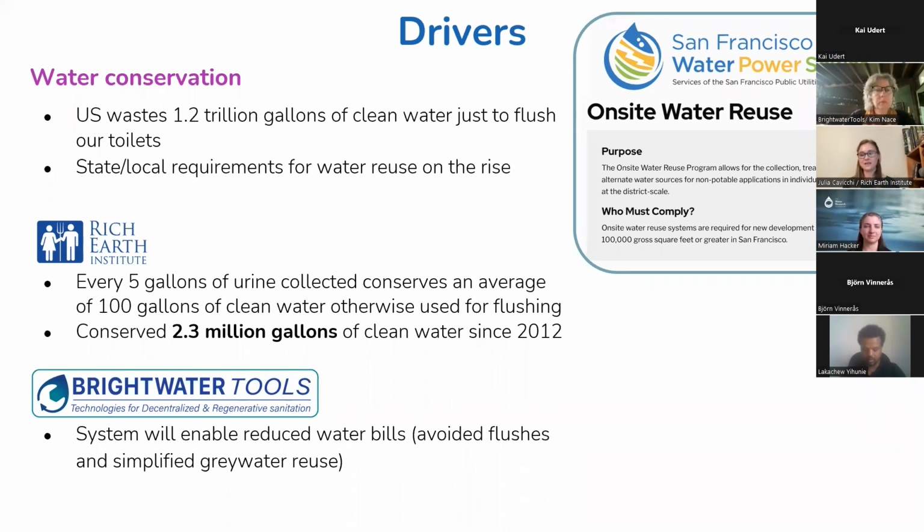There are many different state and local requirements for water reuse that are rising. As Kim was mentioning, in San Francisco, this is particularly an issue. And so they have an on-site water reuse requirement for individual buildings that are at a certain scale to get water reuse going. So at Rich Earth, water conservation is definitely one of the motivators that makes urine donors decide to join our program. And at Brightwater Tools, their system will enable buildings who install the system to have reduced water bills via those avoided flushes, which has a potential economic benefit as well.